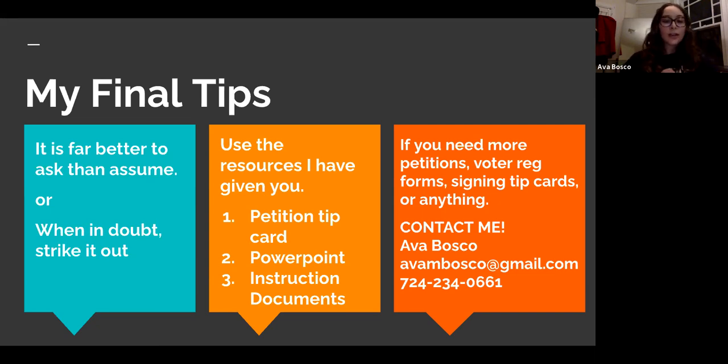Use the resources that we provided you, not only the petition information, so the tip card, this PowerPoint, the video, and the instruction documents. Also, please use all of the PPE that we're providing. And if you need more petitions, voter registration forms, or vote by mail forms, we are happy to provide you with anything that you need at any time. All right.